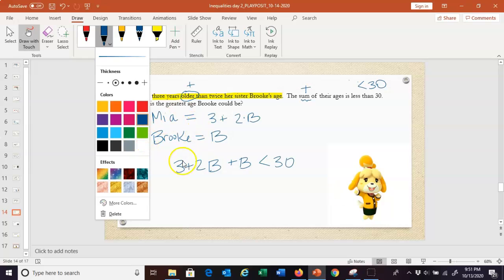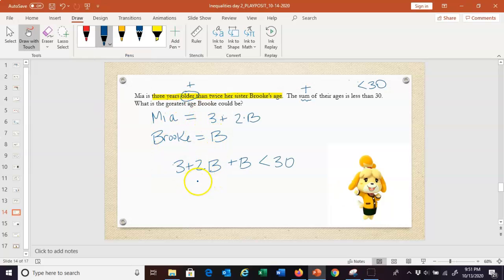All right, now let's solve for B to see how old is Brooke. So 3 plus 3B, I think I'll never use this problem again because it's just so silly. No one's going to do this. You guys do this kind of math?